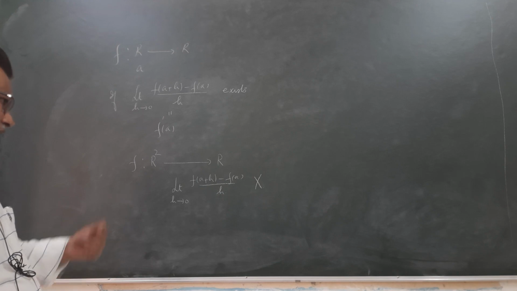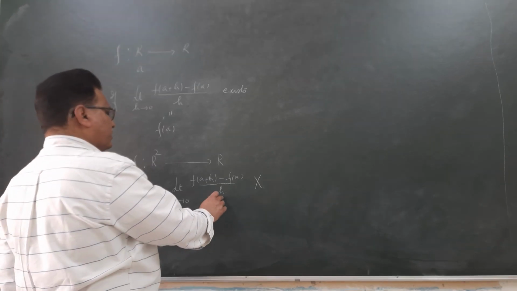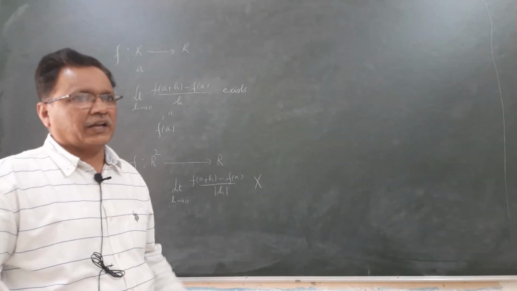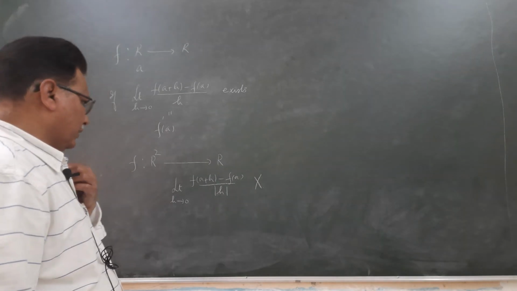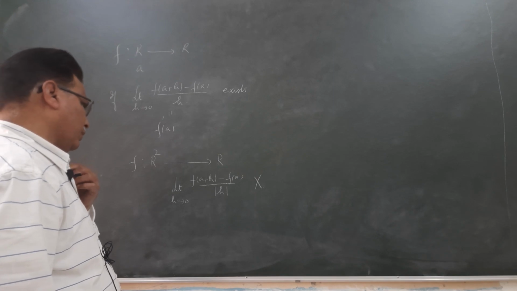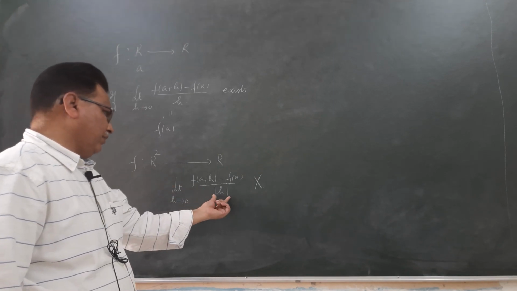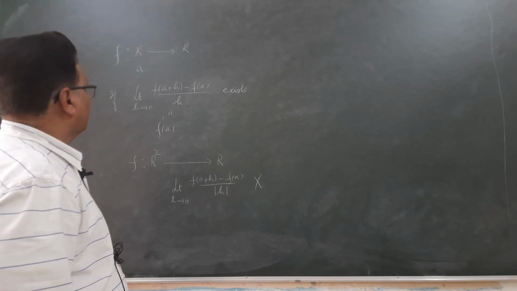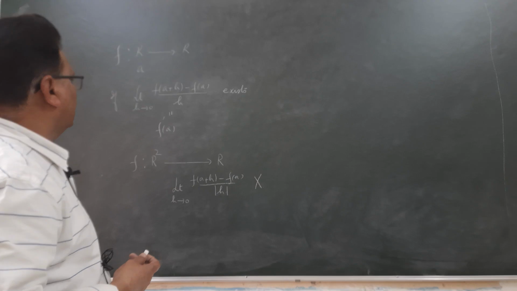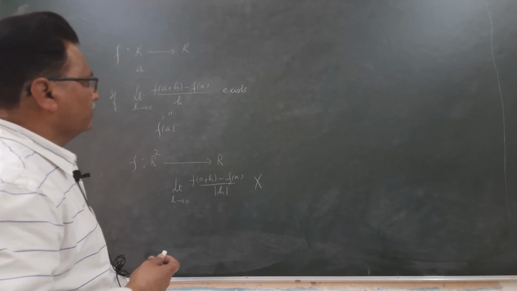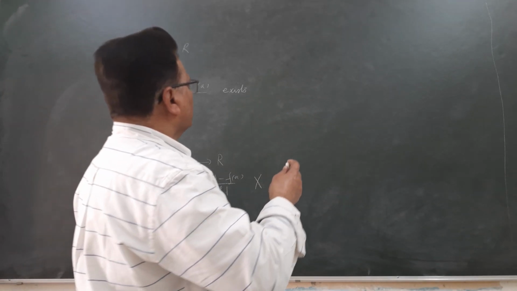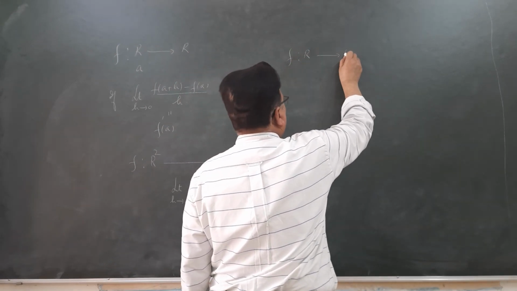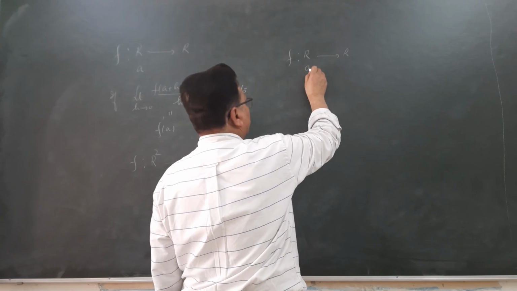So you can suggest that if I replace h by modulus of h, perhaps this will work, but even that will fail. I will explain how this definition will fail even if you make this denominator mod of h. So let us try to generalize this definition for function of more than one variable. So look here, suppose I have a function f from R to R, and it is differentiable at a point A.